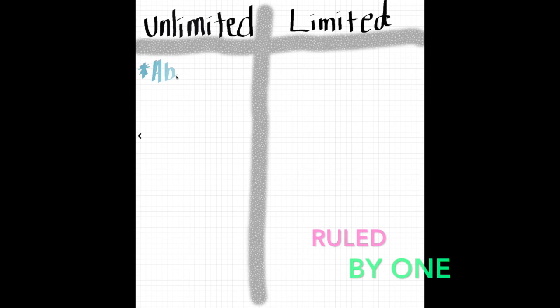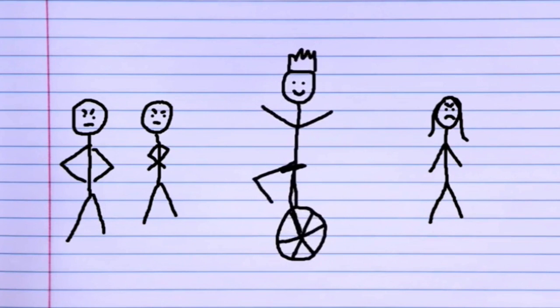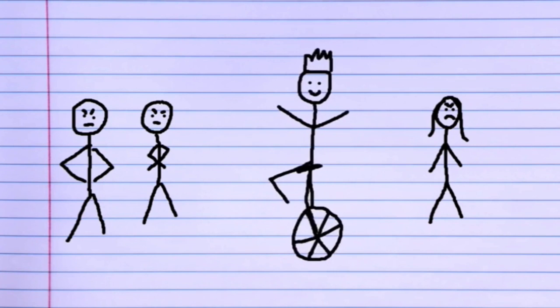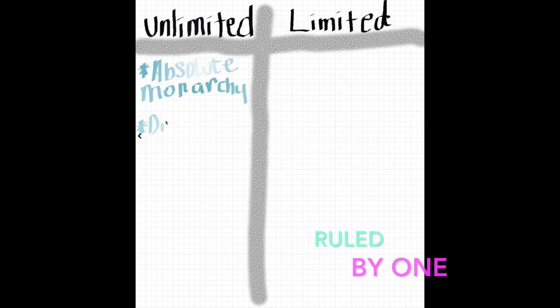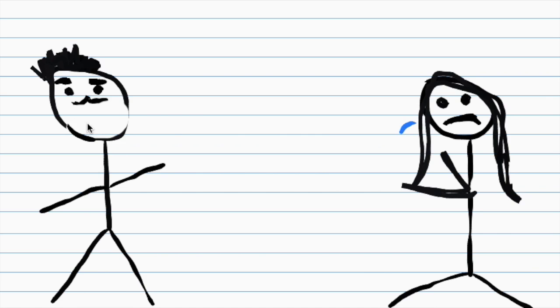So the first one we see falls under unlimited or totalitarian, and that's absolute monarchy. An absolute monarchy is ruled by one, and it can be found in Saudi Arabia. In an absolute monarchy, the king or queen holds total power, and they can just do whatever they want. The next one is a dictatorship, and it's also ruled by one, and we can find this in North Korea. The dictator tells them what to do and may use force, and anything the dictator says you have to do, or the strong military that backs him up will come.